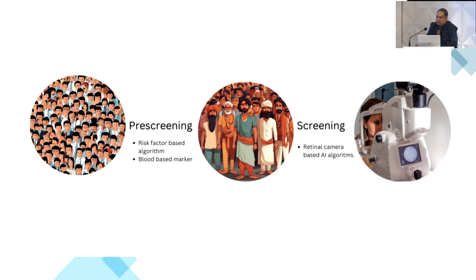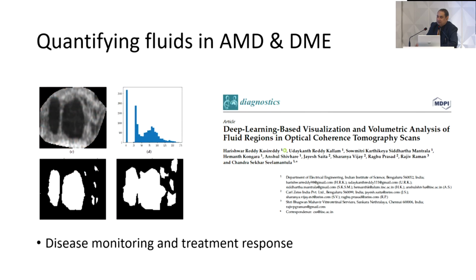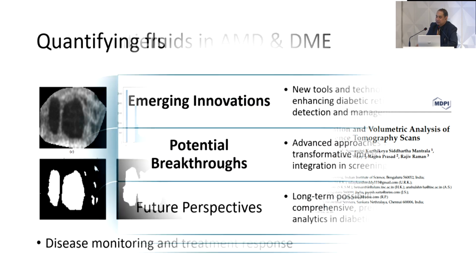Meaning that especially in our country, before screening, we need to have a pre-screening. Pre-screening could be a risk factor-based algorithm, or probably a blood-based biomarker, any one of them, to triage patients for retinal photography. In DME and AMD both, there are now a couple of algorithms which can quantify the fluid levels, and this is one of the works we did with Zeiss, and now the newer OCT machines are coming with these, which can quantify all the fluid levels and will definitely help us in treating these patients.